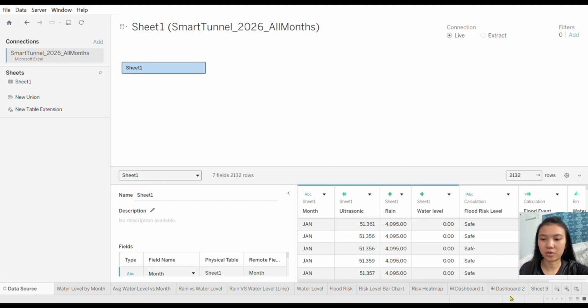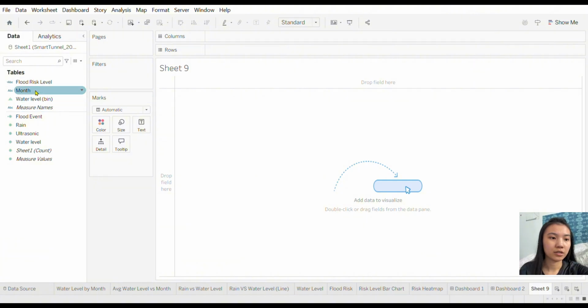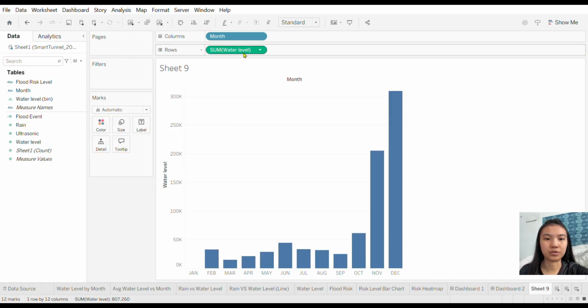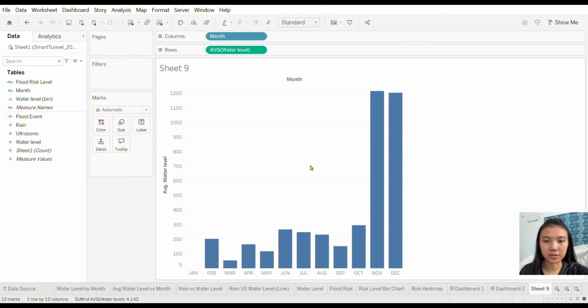After that, now I will demo how to do a new graph. So I just drag the months to the column because I want the water level by month. I want to see the water level by month. So water level will drag to rows. So now is the sum of the water level. You can change to see the average.